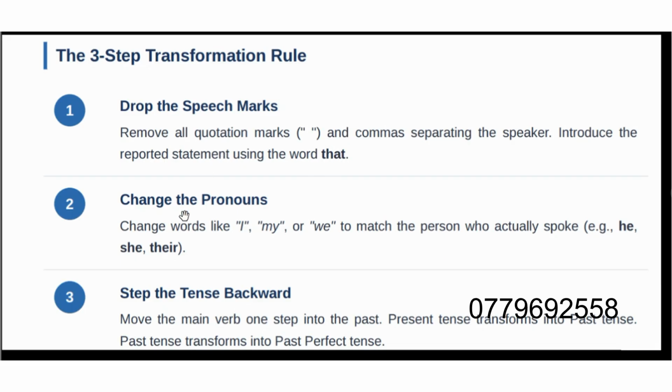The second step is to change the pronouns. You change words like I, my, or we to match the person who actually spoke. If the person who spoke is John, you say he. If the person who spoke those words is Princess, you say she. If it is a group, you say they. Simple as that. Remember the core strategy.